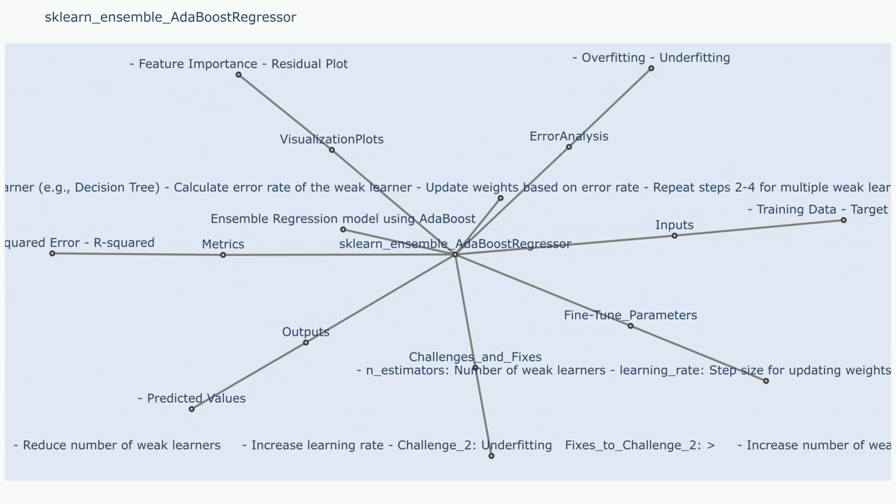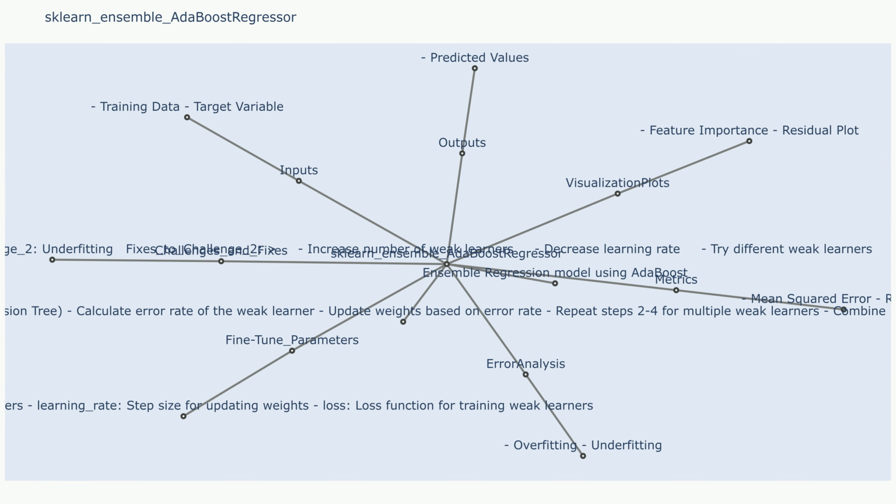Fine-tune parameters: n_estimators sets the number of weak learners to use in the ensemble. Increasing this value generally improves accuracy but can also increase training time. Learning rate controls the contribution of each weak learner to the final prediction. Lower values reduce the influence of individual learners, making the model more robust to outliers.